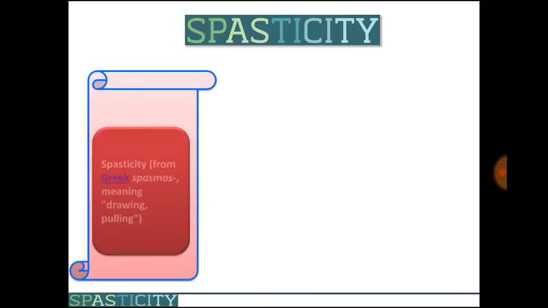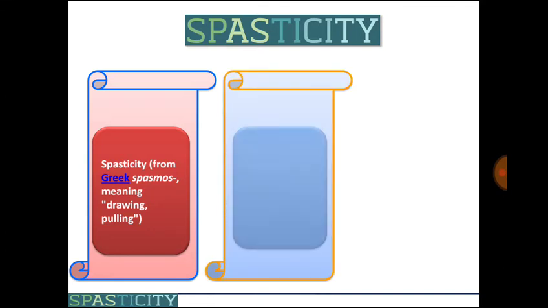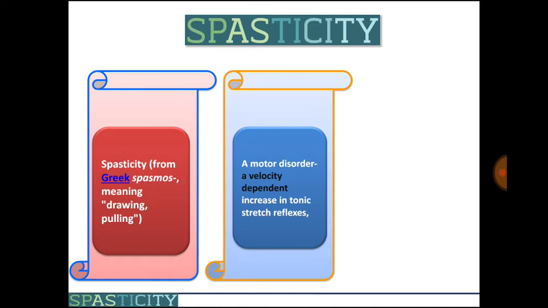Spasticity is derived from the Greek word spasmos. It simply means drawing or pulling. In simple terminology, what we call the stretch of muscle. And this stretching of muscles is a motor disorder, a velocity dependent increase in tonic stretch reflexes.